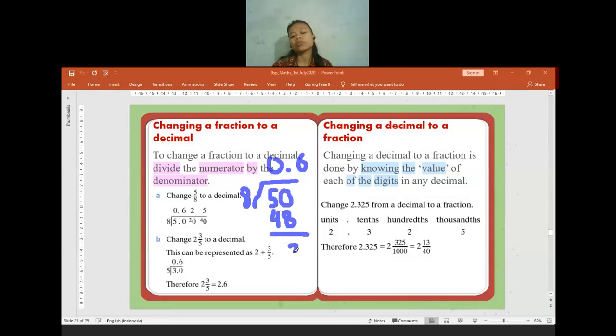Since it is a decimal, I can add another 0. 20 divided by 8, it will be 2. 2 times 8 equals 16. Then I subtract, and only 4 is left over. When it is only 4, we can put another 0. 40 divided by 8 will be 5. That's why to change 5 by 8 into a decimal, the answer will be 0.625.